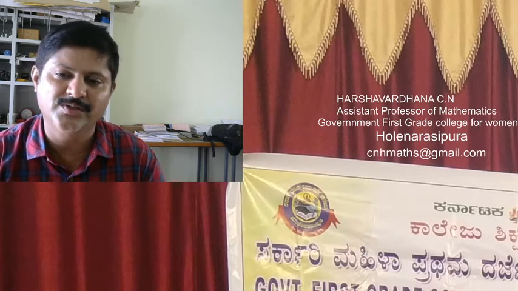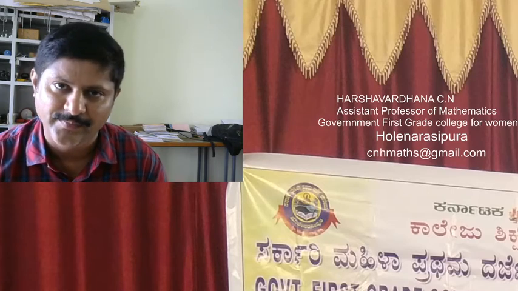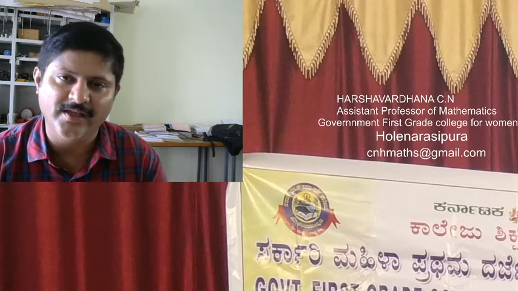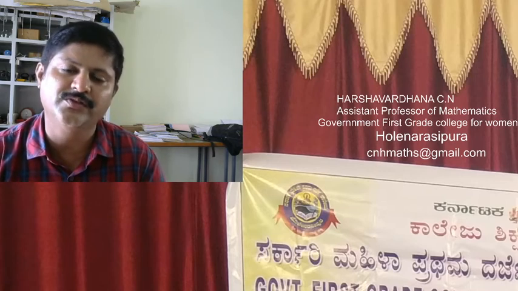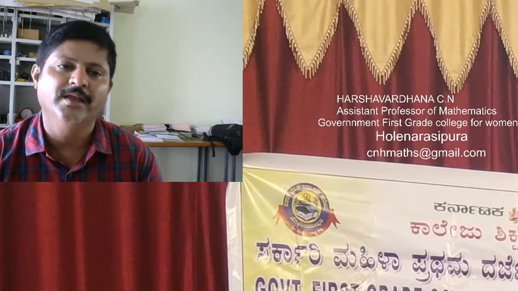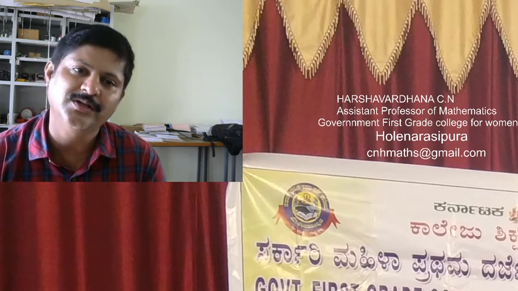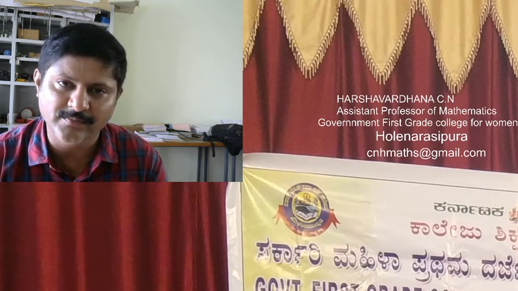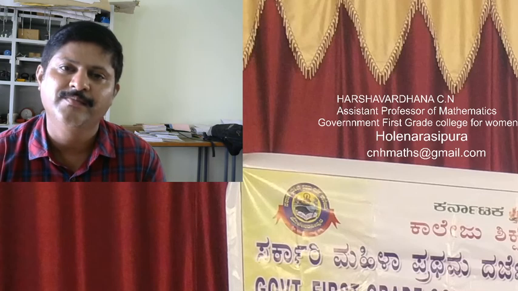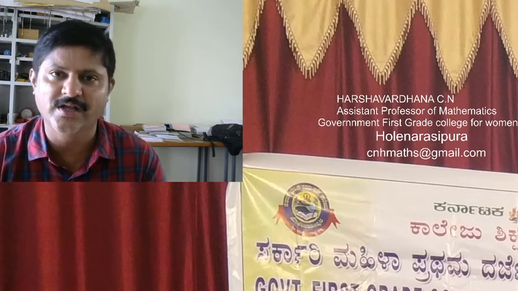Suppose z equals 5 minus 6i, then z bar equals 5 plus 6i. If z equals 6i, then z bar equals minus 6i. If z equals 7, then z bar equals 7 itself. That is, if a complex number is purely real, then z equals z bar. If a complex number is purely imaginary, then z equals minus z bar, which is always true.